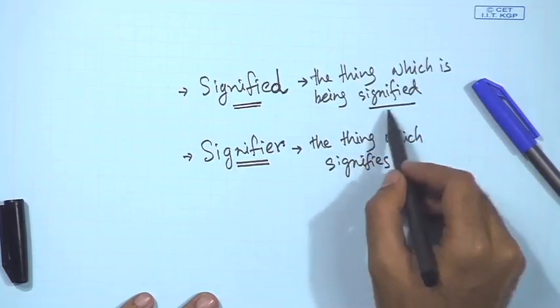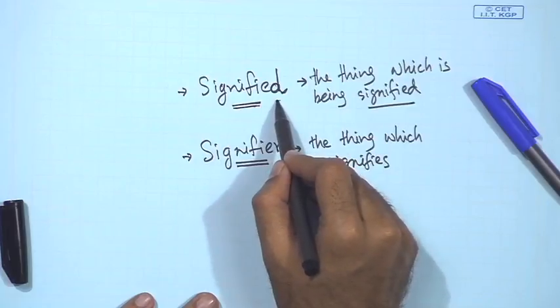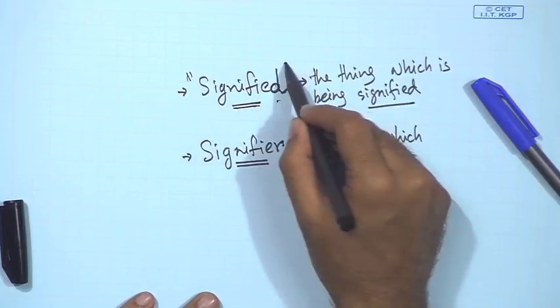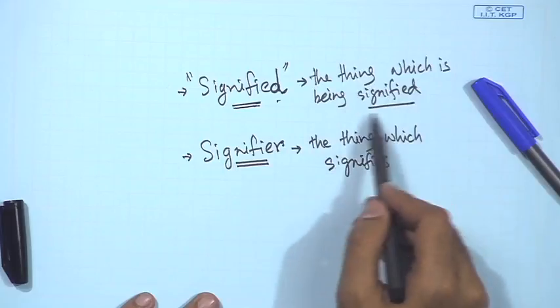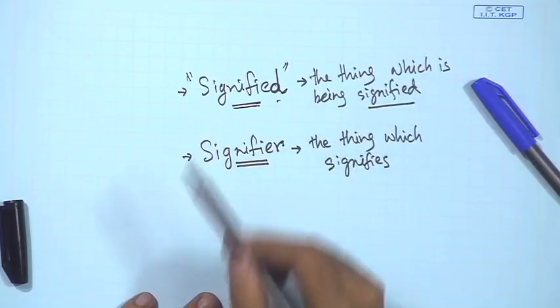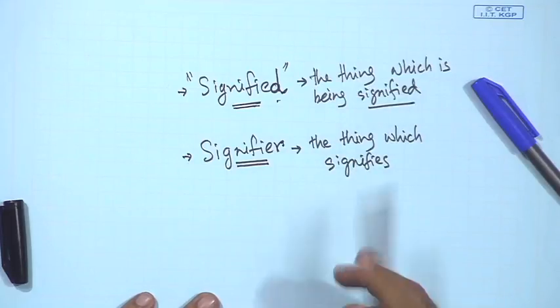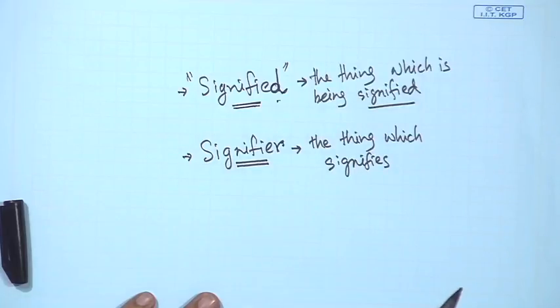So as it is very clear from the terminology itself, the thing which is being signified is called signified. In this particular case, the pen is the signifier, and it is signifying what? It is signifying this bottle. So the pen is the signifier and the bottle is the signified. So the bottle is signified by the signifier.